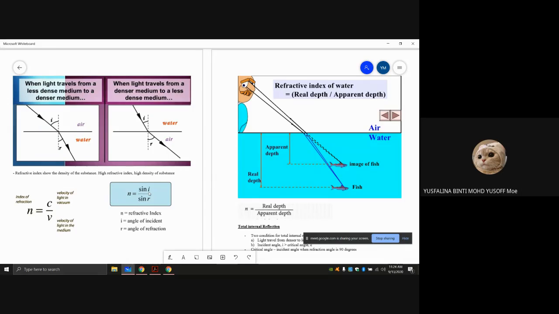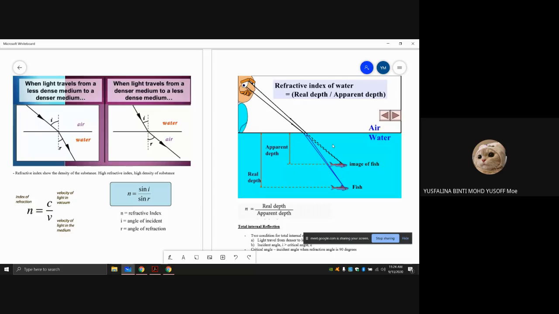The third formula uses the real depth and apparent depth. Let's say there is a fish here. The real depth is from the surface of the water to the fish. The apparent depth is from the surface of the water to the image of the fish.